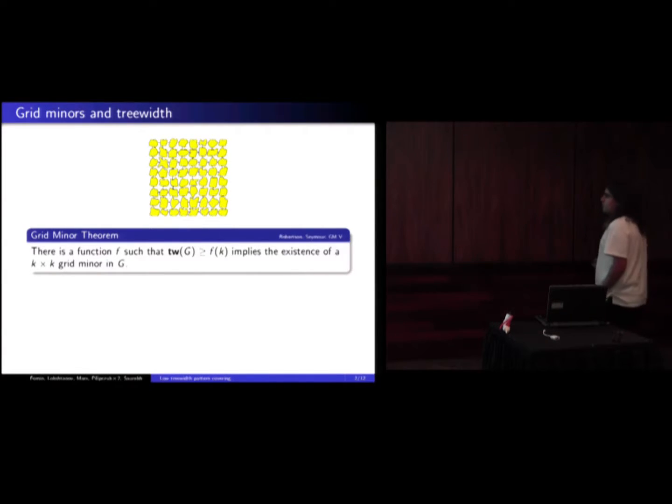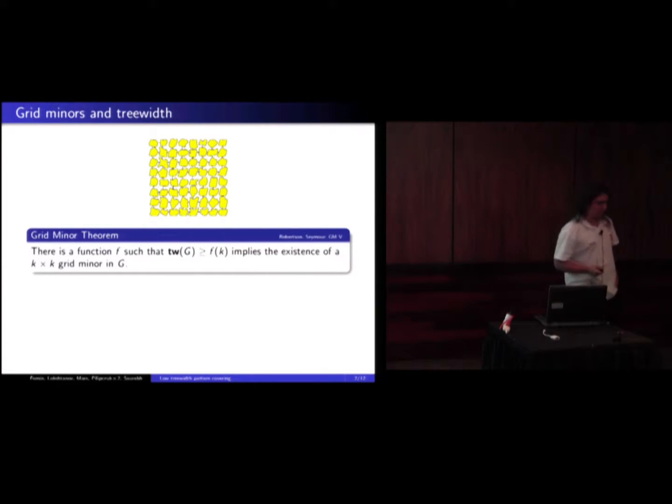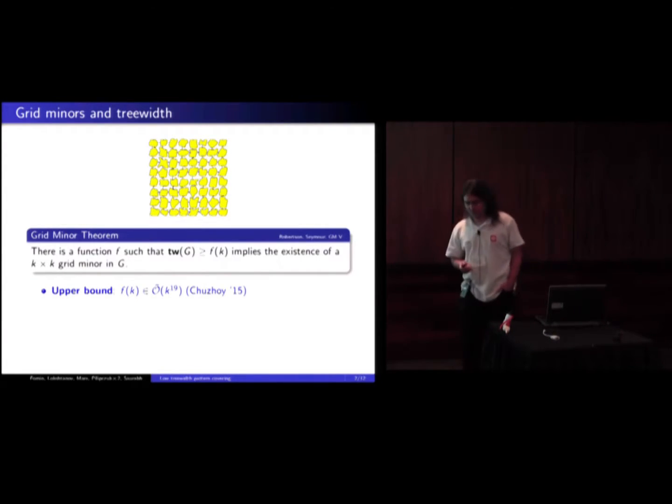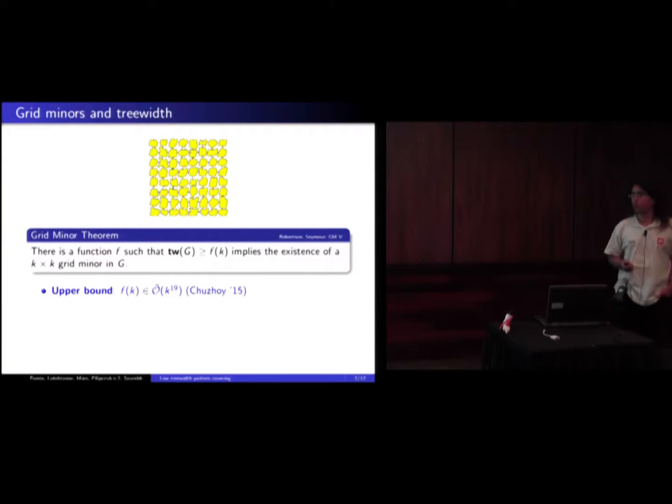So this was first proven by Robertson and Seymour in the Graph Minors series. The first proof did not give any sensible upper bound on the function f. There was a long struggle to get this f to reasonable levels. Recently, there was a breakthrough a few years ago. So currently, I think that we have a polynomial upper bound. Currently, the best, I think, is k to the 19, due to Julia last year.